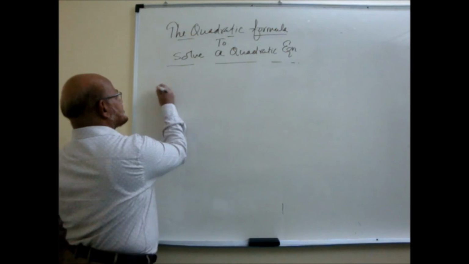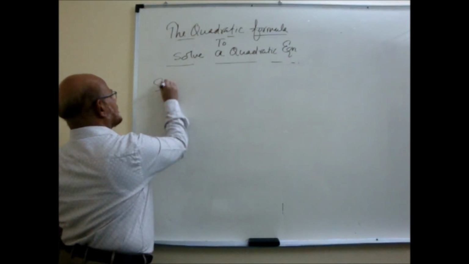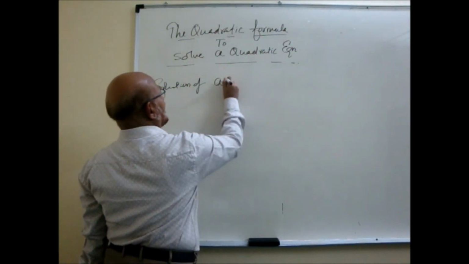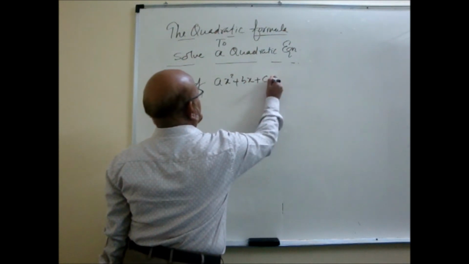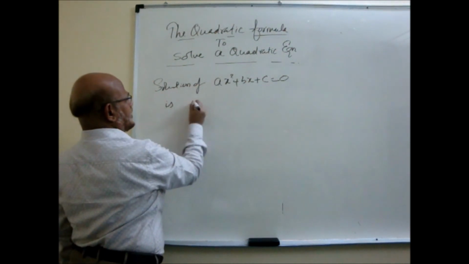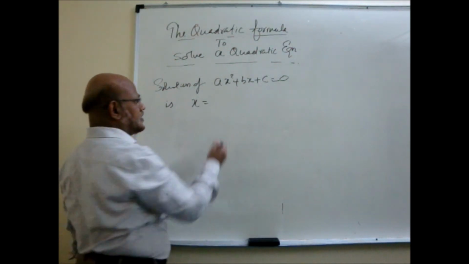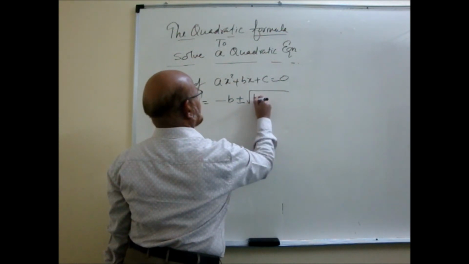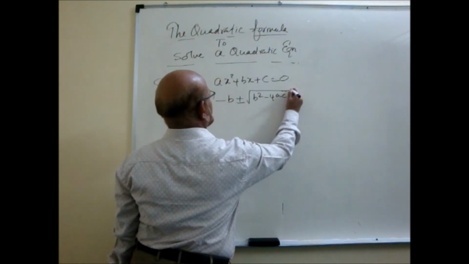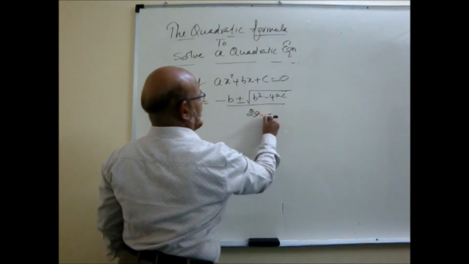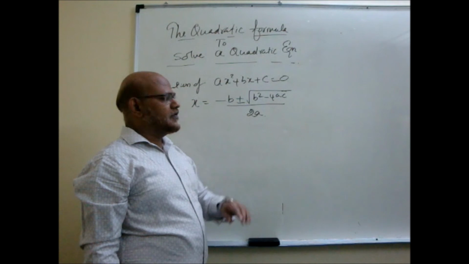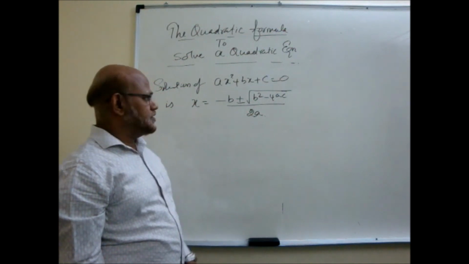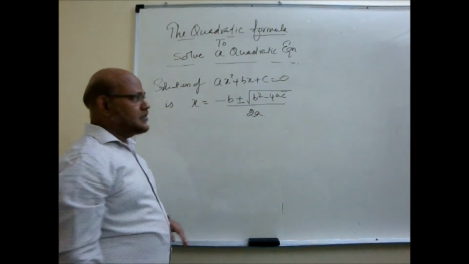Okay, so just write here what the formula is. The solution of our general quadratic equation ax square plus bx plus c equal to 0 is given by x is equal to, two values are there. The first value is minus b plus root of b square minus 4ac by 2a, and the second solution is minus b minus root of b square minus 4ac by 2a. Like that, two solutions are given.